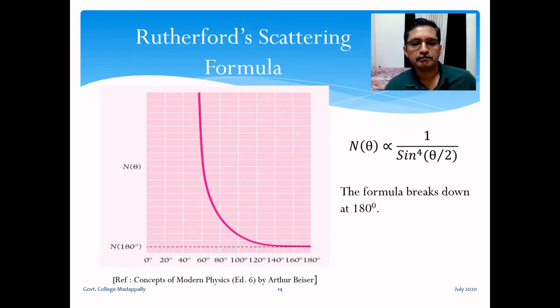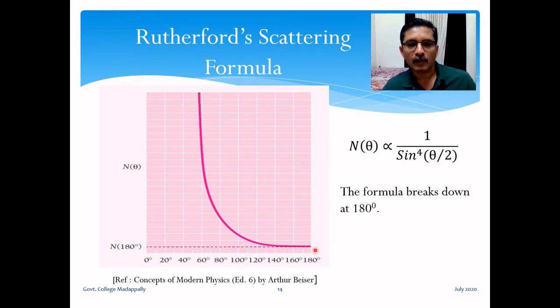Now, here is the experimental verification of Rutherford's scattering formula: how the number of scattered particles depends on the scattering angle. From the previous slide, you remember the scattering formula. The number of scattered particles is inversely proportional to the fourth power of sine of theta by 2, right? So as theta increases, the number of particles decreases.